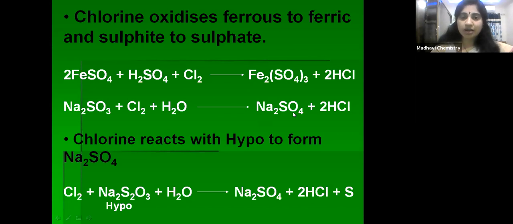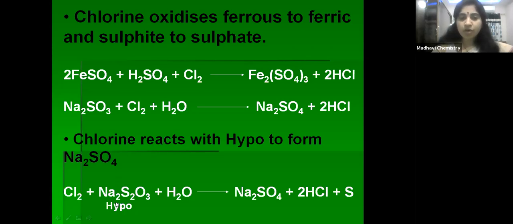Is it clear, children? Okay. So in presence of water, chlorine reacts with sodium sulfide and gives sodium sulfate. Increase in oxidation number shows that oxidation has taken place. Chlorine is an oxidizing agent. Okay. Next, chlorine reacts with hypo to form Na2SO4.